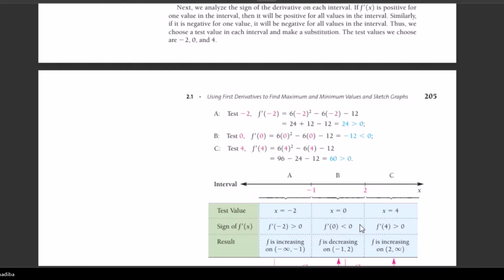Yes, sir. Finally, when we substituted 4 into the first derivative, we got 60. This 60 is greater than 0. Then when you come here, you'll just say, when I substitute 4 into the first derivative, I get a number that is positive, 60. That is why you just write greater than 0. And then, if it is greater than 0, then f is what? Is increasing.